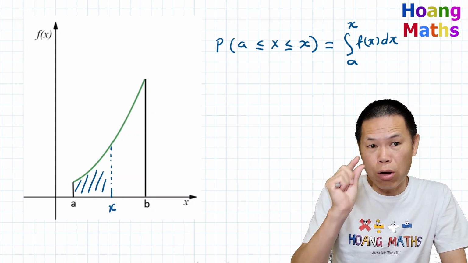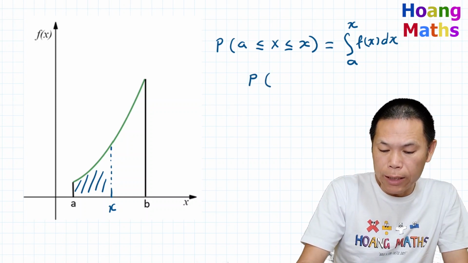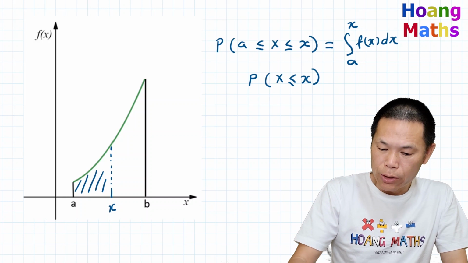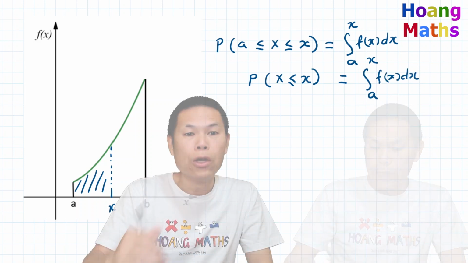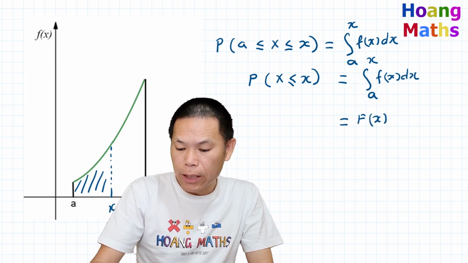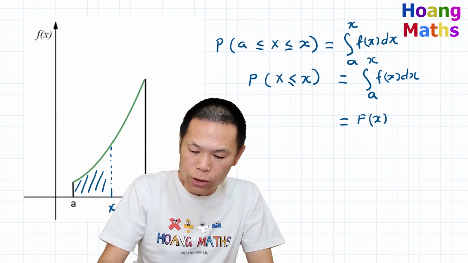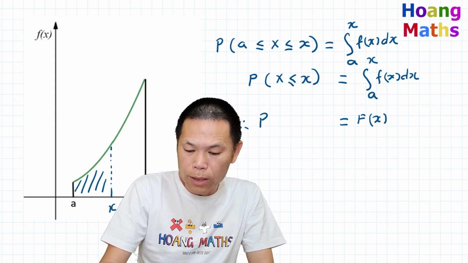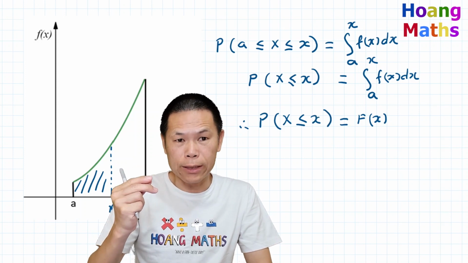And don't forget, the probability from A to x can be written as the probability that X is less than x, or less than or equal to x, if you like. So that is equal to the integral from A to x of f of x dx. If we do that, that will give us capital F of x. So this is the cumulative distribution function. Please keep that in mind. Therefore, I can write: the probability that X is less than or equal to x is equal to F of x.